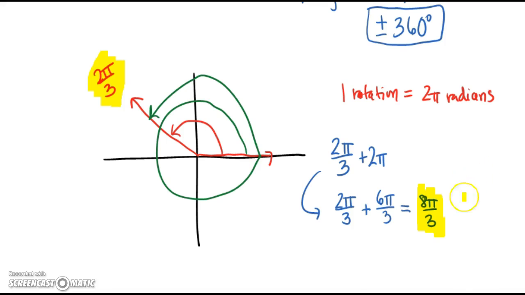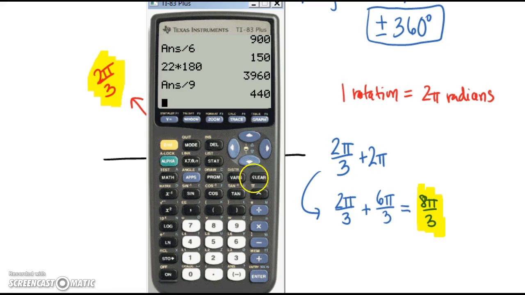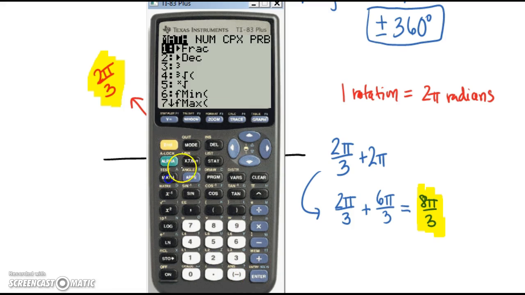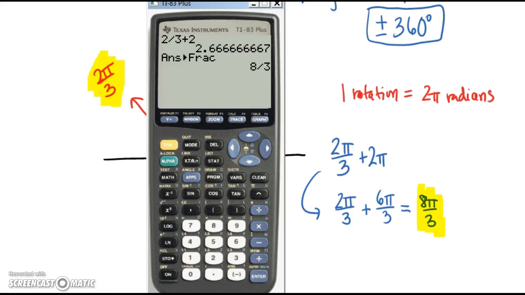Now if you're having trouble with the adding of fractions, let's see how we can do it on a calculator. If we have 2 pi over 3, we're just going to work with the numerical part of this, not the pi part. Let's take 2/3 for 2 pi over 3 and add another 2 for 2 pi. Well, we get that decimal, and if we convert that to a fraction, that becomes 8 over 3, and then we can just attach the pi back on. We can treat it like a variable, so 8 pi over 3.